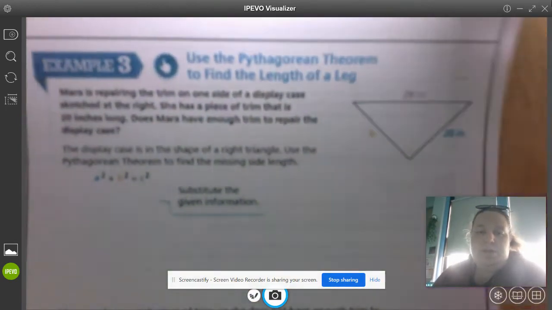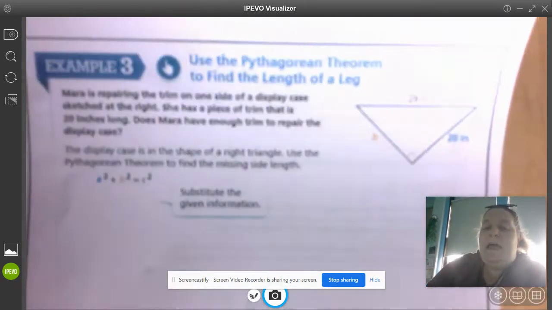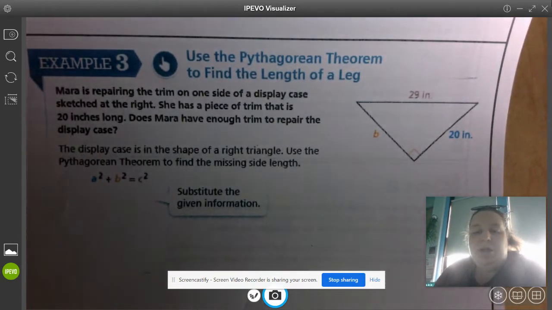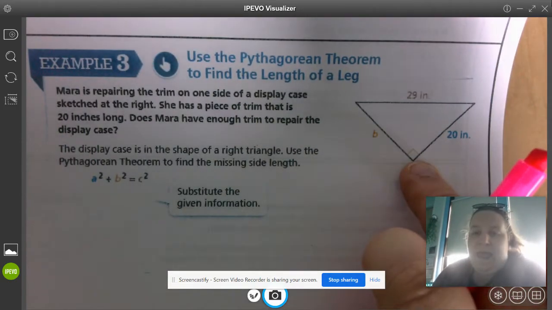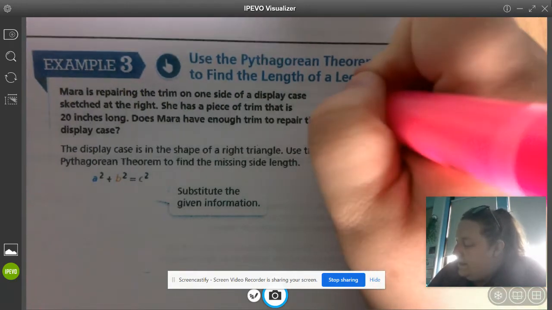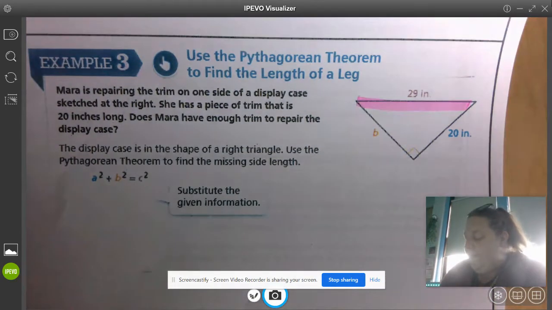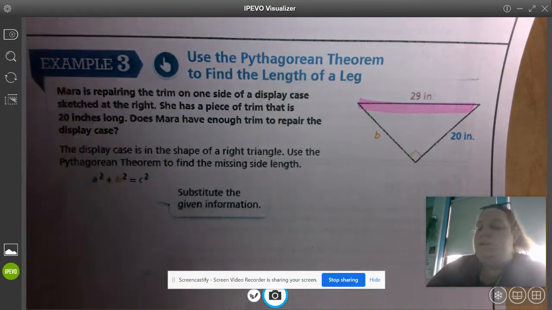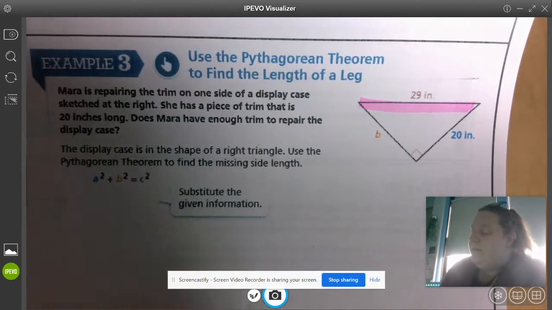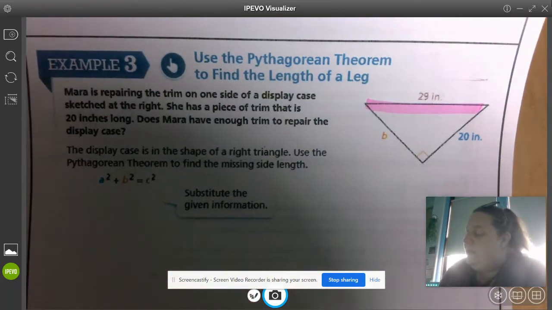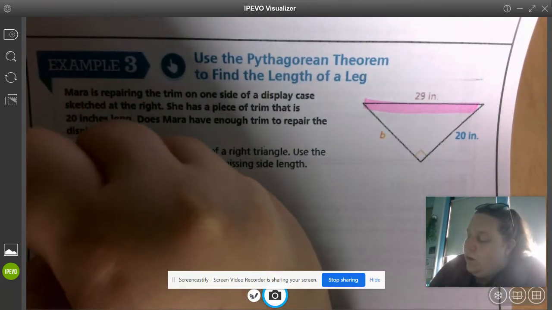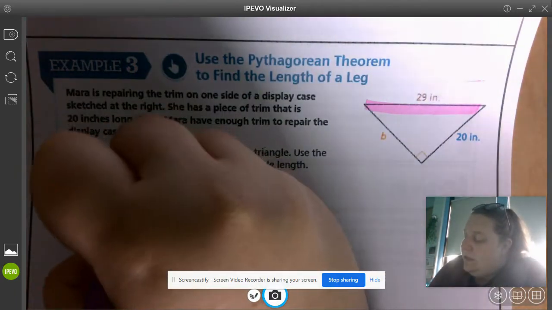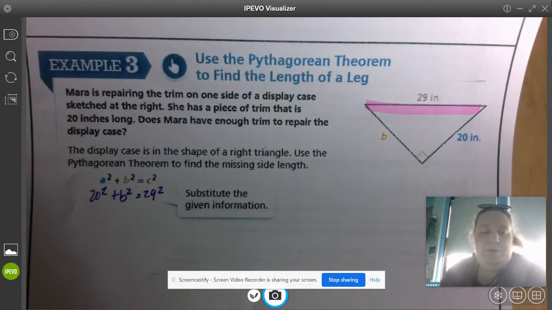We can also use this to find the length of a leg. So once again, I'm going to take my highlighter and look at the triangle and see where's my right angle, and then right across from it is my hypotenuse. So that means this time we were given the hypotenuse and we're going to solve for one of the shorter sides, the legs. So same thing, I'm going to substitute this information into the formula. So I have 20 squared plus b squared equals 29 squared, okay?